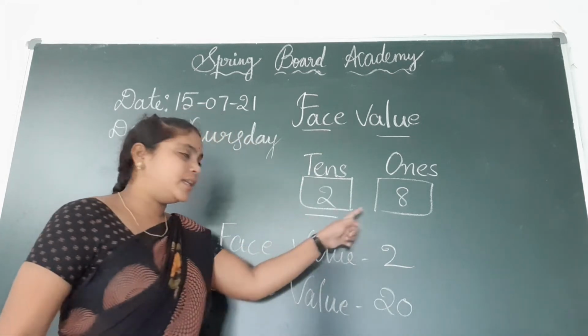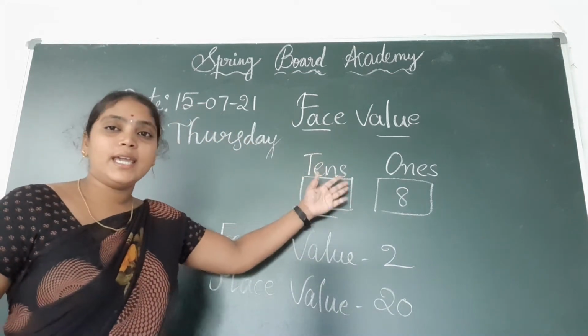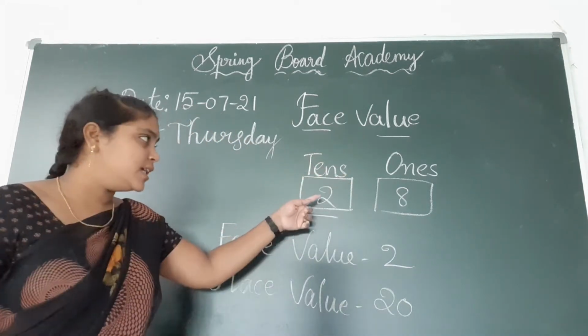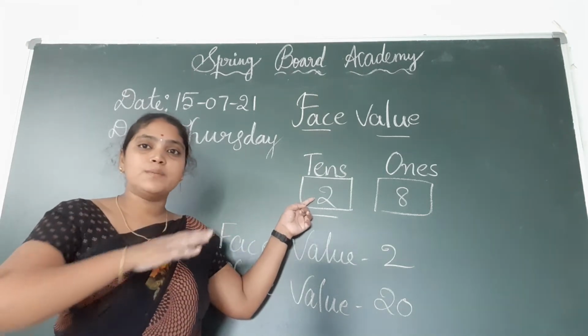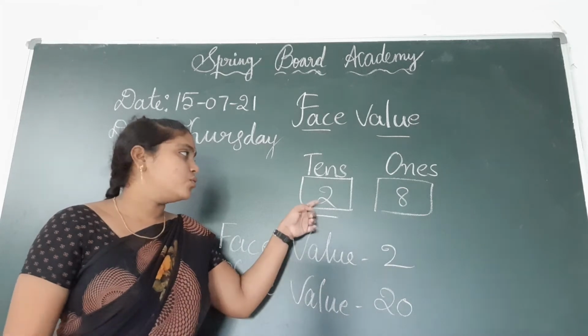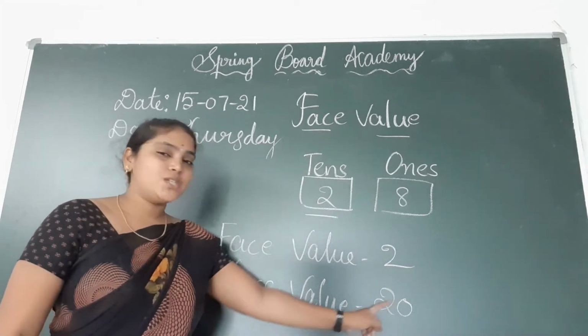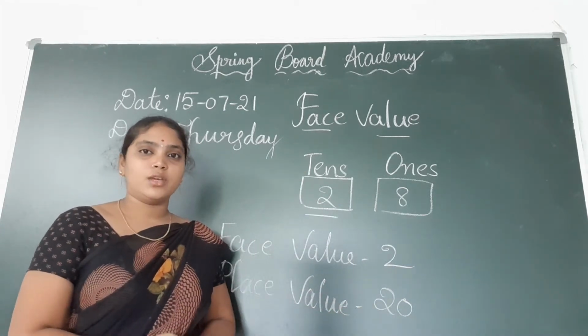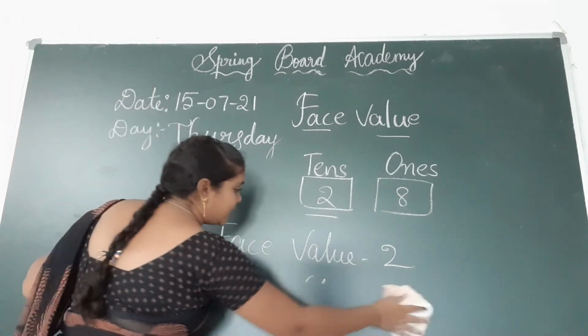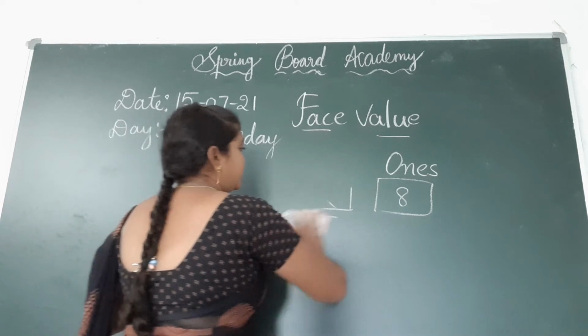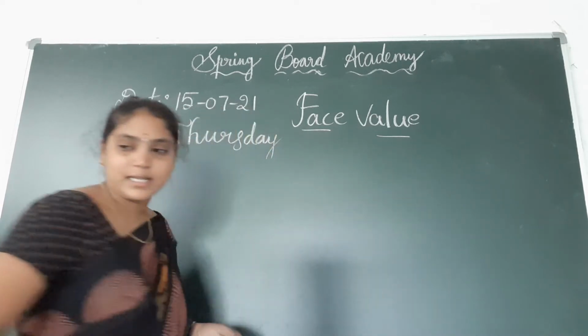So how are we reading this number, children? 28. So why are we reading this 2 as 20? Because here 2 is in the tens place. So we can read 2 as 20. The place value of 2 is 20. Okay. Next, now let us look at the digit 2 in 32.